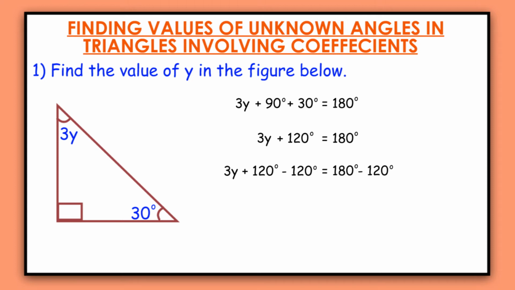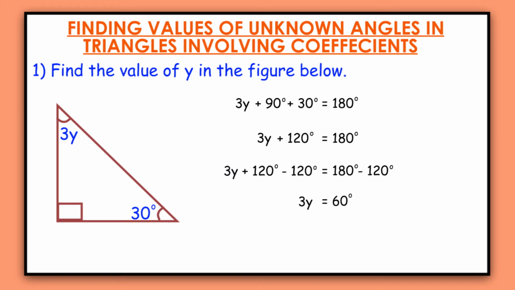On the left hand side, we are left with 3y, and on the right hand side, the difference between 180 and 120 degrees is 60 degrees. So we have 3y equaling 60 degrees. However, the question is asking us to find the value of y, and we have found that the value of 3y is 60 degrees. What of only that one y?